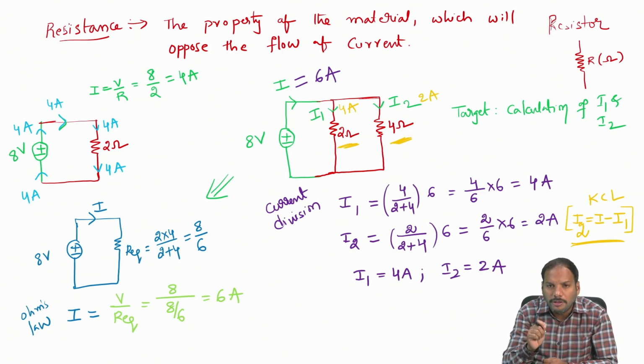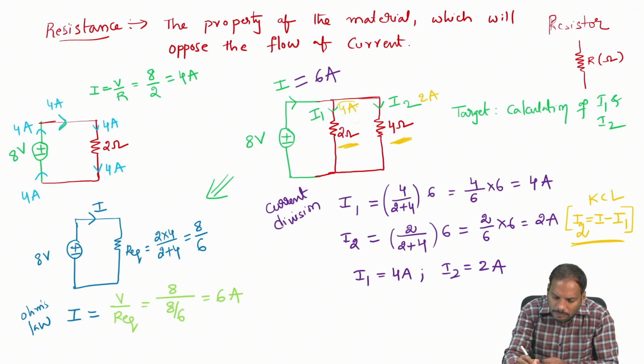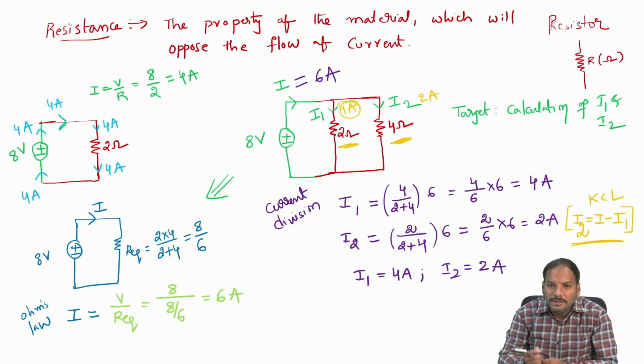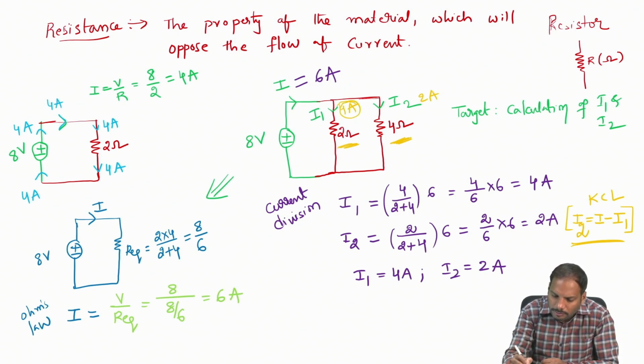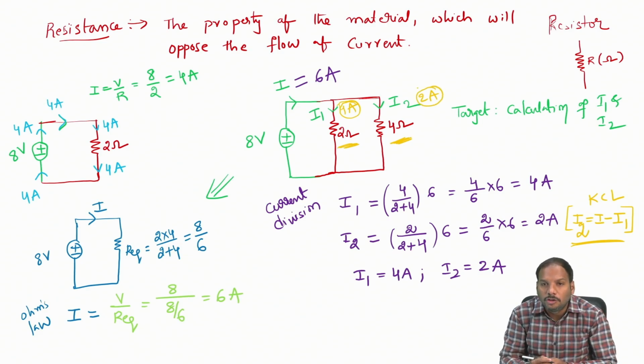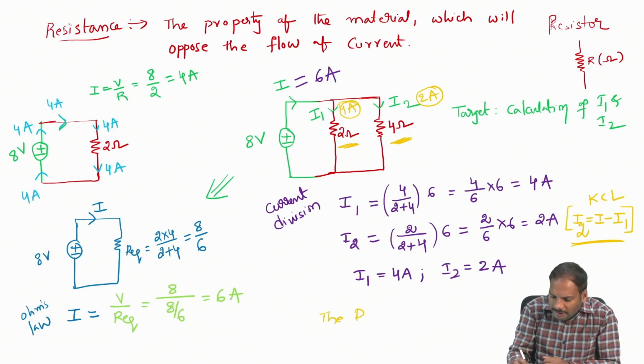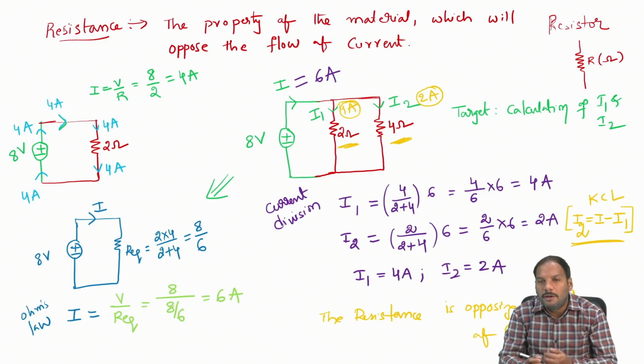Once again, I would like to quote this point. The low resistance 2 ohms is allowing more current, 4 amperes, whereas the high resistance 4 ohms is allowing less current. So more resistance, less current; less resistance, more current. So now simply I can justify that the resistance is opposing the flow of current with a small example.